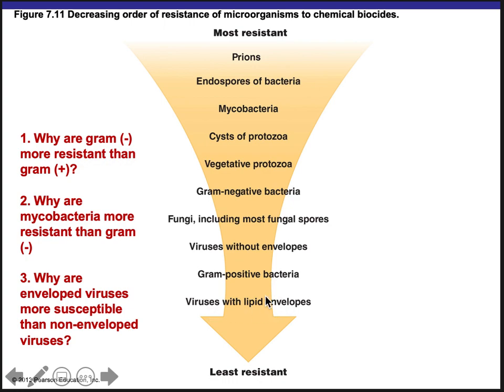So viruses with envelopes are very easily disrupted and deactivated. When they lose their envelopes, they lose their attachment ability. They lose their ability to go inside of the human cell and cause infection. So they're the easiest to get rid of. Okay, so memorize this order and try to think about the properties of these different infective agents and why they are more or less resistant. Okay, so that's the end.